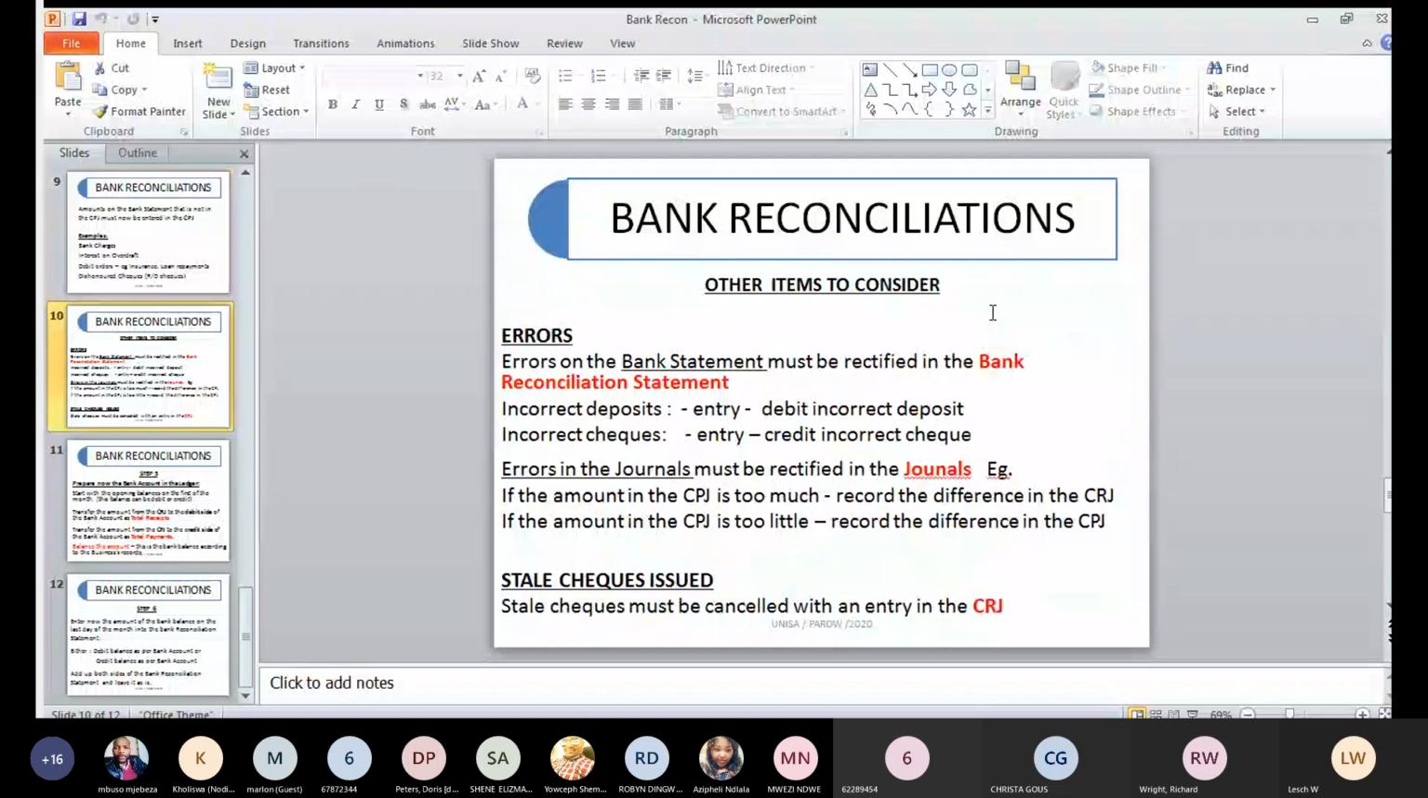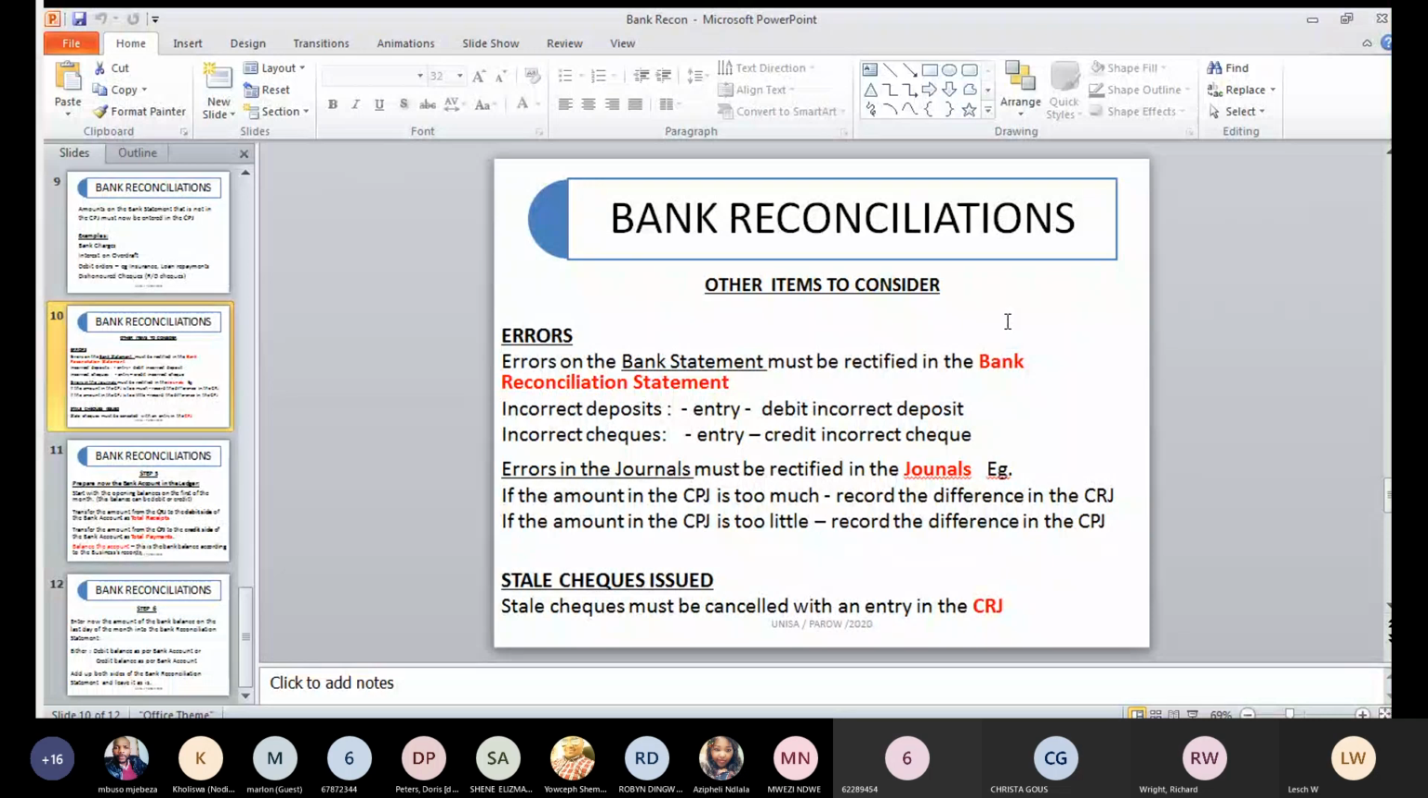Right. The next thing that I need to discuss with you is the errors that you can get. Sometimes the bank will make an error, and sometimes we, the business, may make an error with an amount that we record into our records. We first of all take a look at errors on the bank statement. Any errors on the bank statement, you rectify in your bank reconciliation statement.